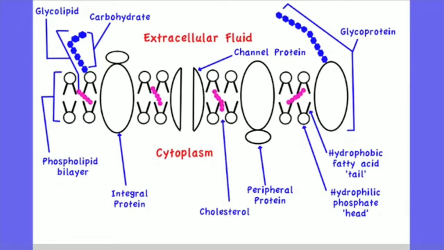The last thing that we have is cholesterol, and this is embedded in the water-free zone of the phospholipid bilayer. And finally, it's worth mentioning, there's often a mark for saying that the relative thickness of a plasma membrane is approximately 10 nanometers.